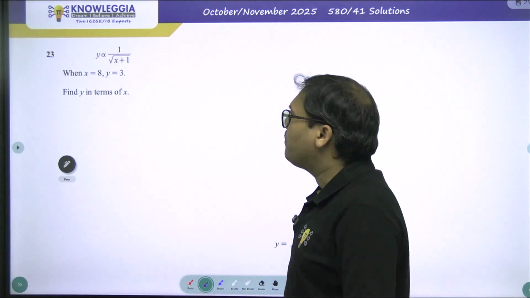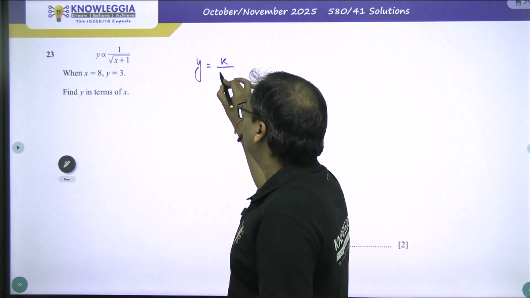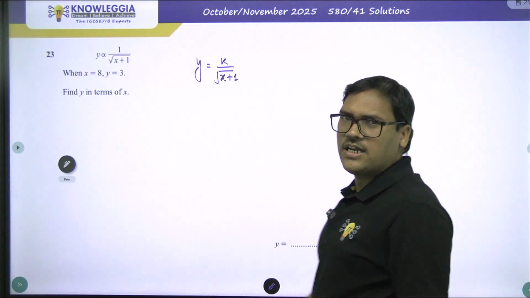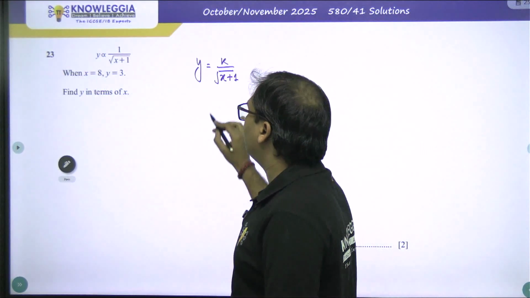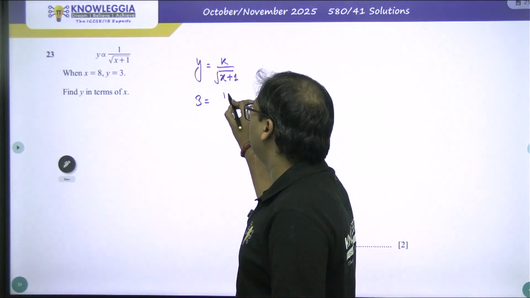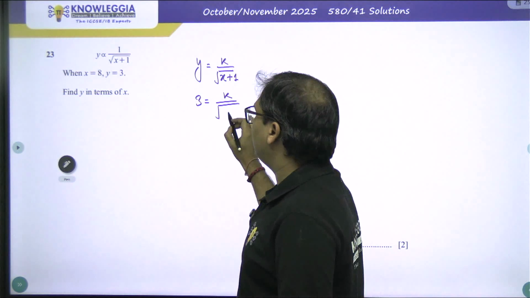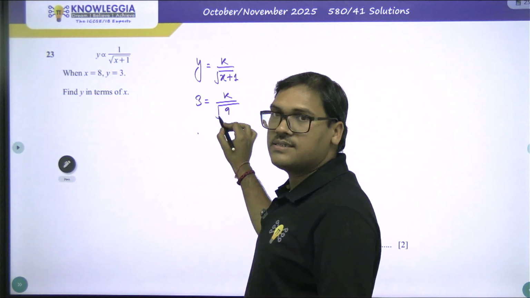So you can see y is proportional to, that is k by root of x plus 1. Now you have to just find the value of k. How will you find the value of k? It is given that x equal to 8, y equal to 3. So if I say y equal to 3, x is equal to 8. So this is root of 8 plus 1, that is 9.